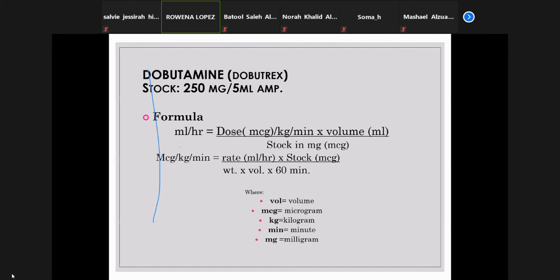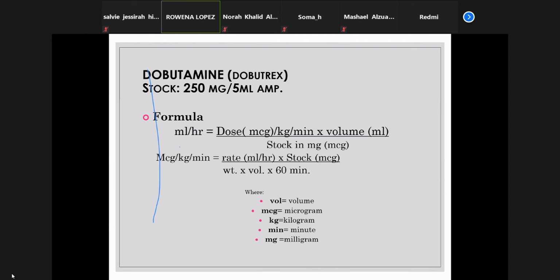Then multiplied by minutes, how many minutes in 1 hour? So 60 minutes. Then times the total volume. So the total volume will be 50 ml, okay? So to calculate the microgram per kilogram per minute, because sometimes you will have ml per hour, and then as a nurse, you are usually checking how many microgram, to check if really the running rate is correct according to the order of microgram per minute.